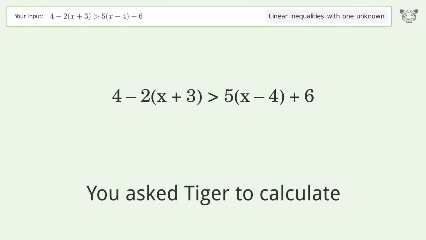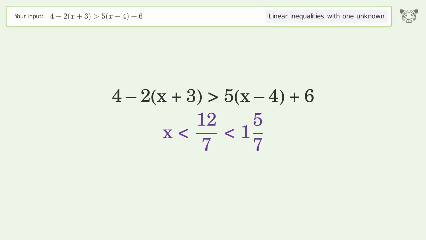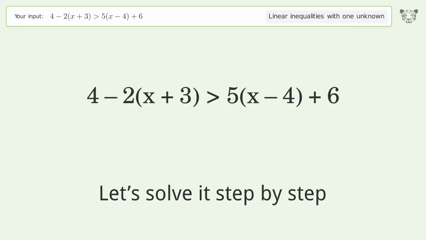You ask Tiger to calculate. This deals with linear inequalities with one unknown. The final result is x smaller than 12 over 7 smaller than 15 over 7. Let's solve it step by step.